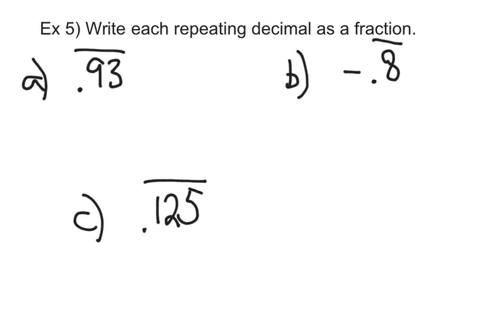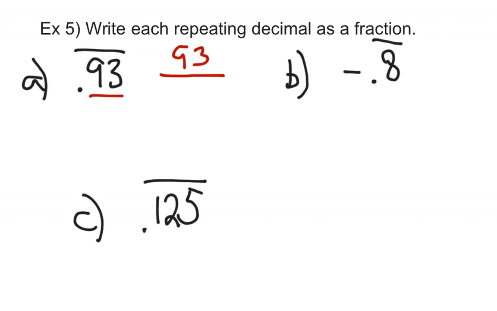All right, last problem. Write each repeating decimal as a fraction. Now there's a rule for why this works, but I'm going to save you the trouble and just say, trust me on this. Here's the way you do it. When we're writing this as a fraction, all we're going to do is take whatever number that is. So part A here is 93 repeating. The 93 is going to go on top.